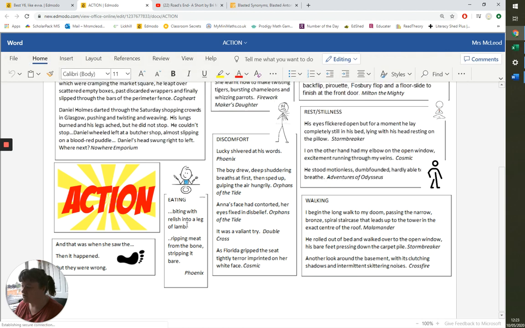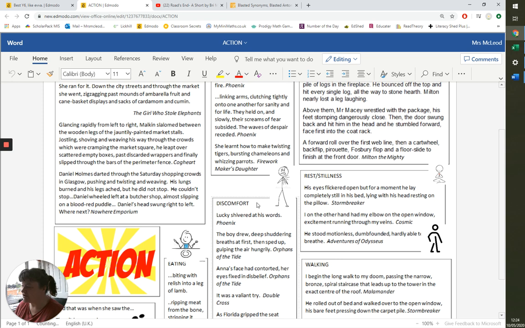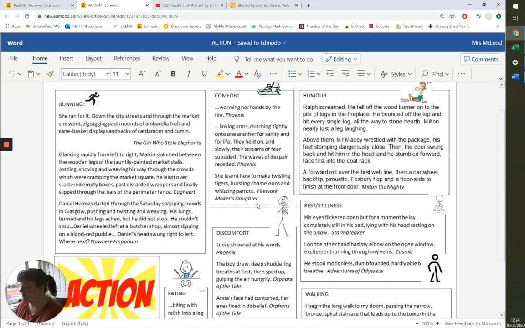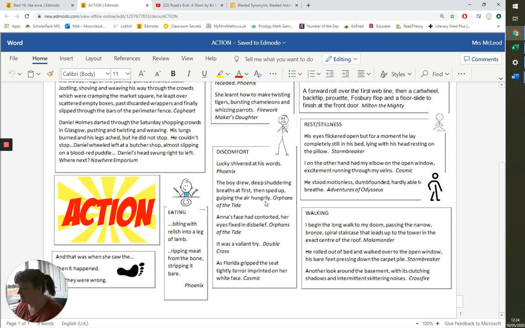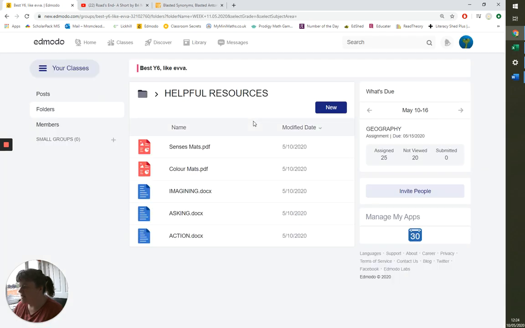it's got all sorts of words to describe action that are from particular books. So if you wanted something to show that he's uncomfortable, "Lucky shivered at his words." So you could have the man in the car shivered at the peculiar man's glance or whatever. So you can steal those and then change them. So that's a massive resource there for you. Apart from that, I think I'm done.